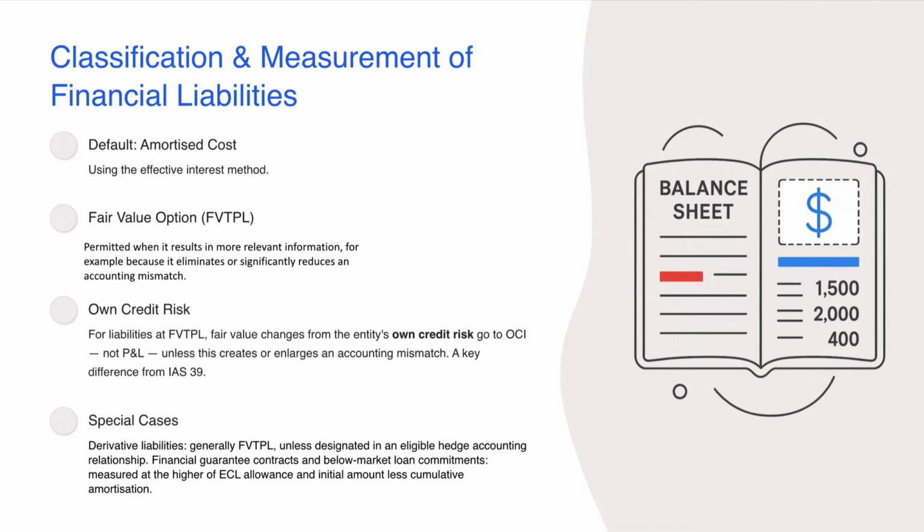And finally, there are special cases. Financial guarantee contracts and certain loan commitments have specific measurement requirements. Derivatives are generally measured at fair value, with changes recognized in profit or loss unless eligible hedge accounting applies. So for exam questions involving liabilities, start with amortized cost. Then ask whether a specific IFRS 9 rule takes you somewhere else.